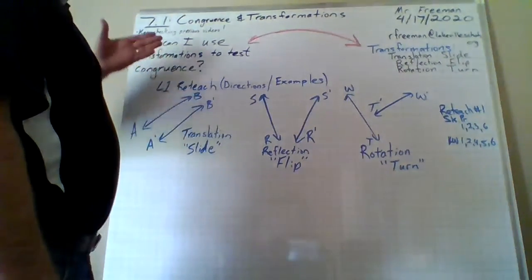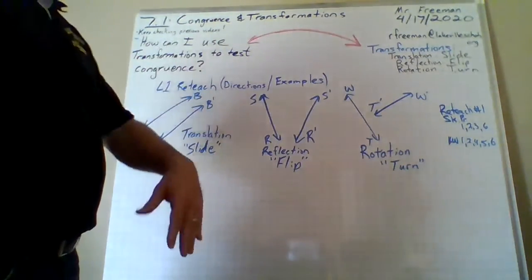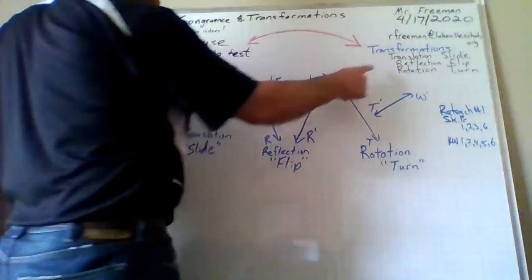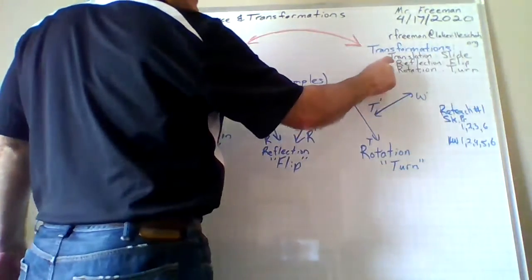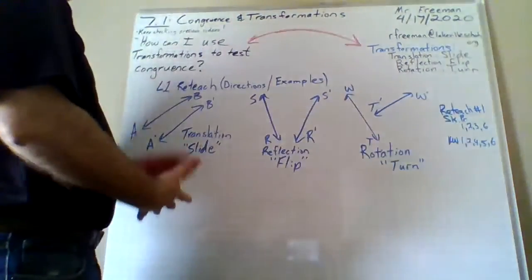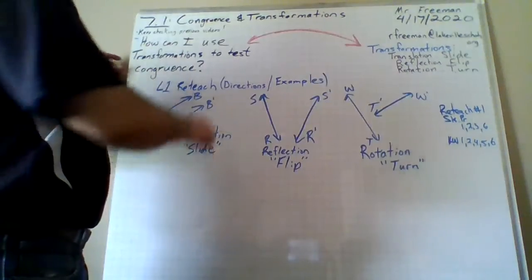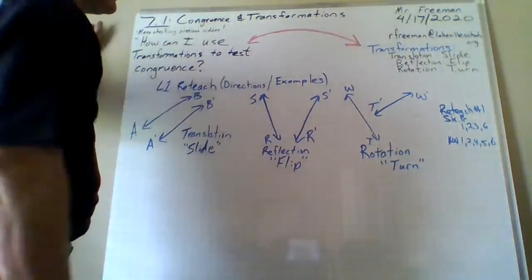So anyways, this is on how we use the transformations that we learned to tell if things are congruent. We are going to really concentrate on the translation, which is just a slide, a reflection, which is a flip, and rotations, which are turns. So how can I use transformations to test congruence? Those go hand in hand.